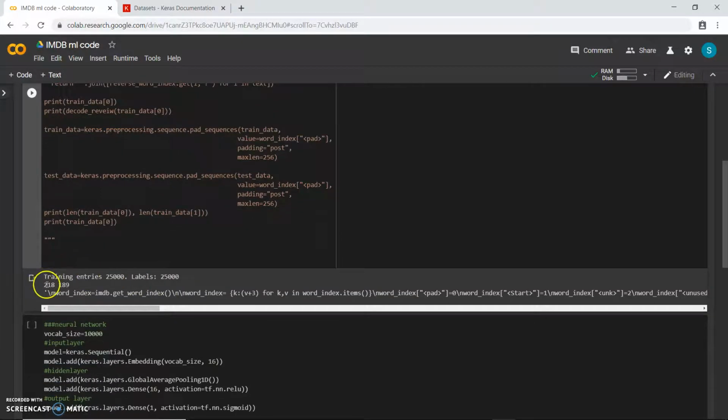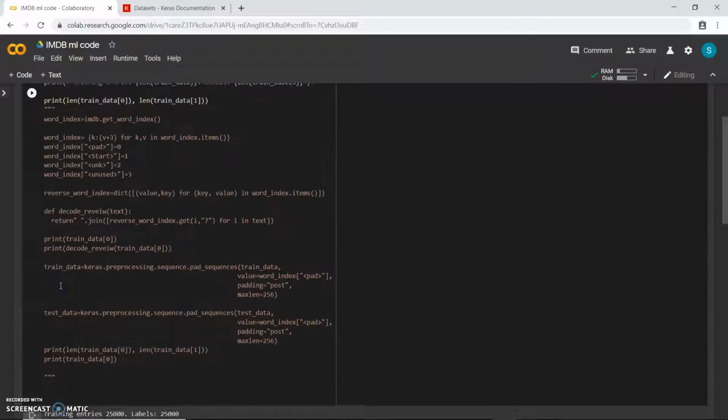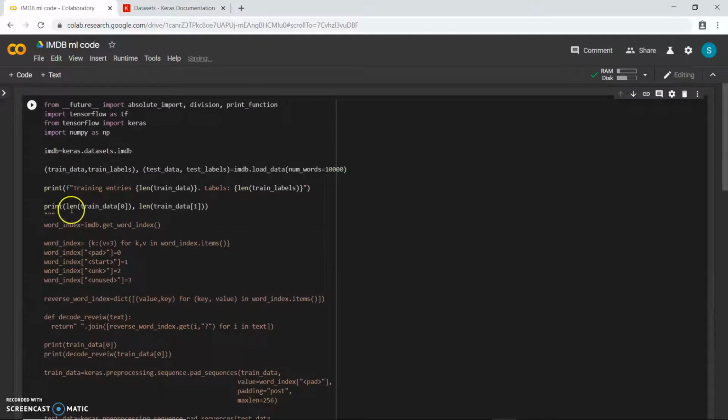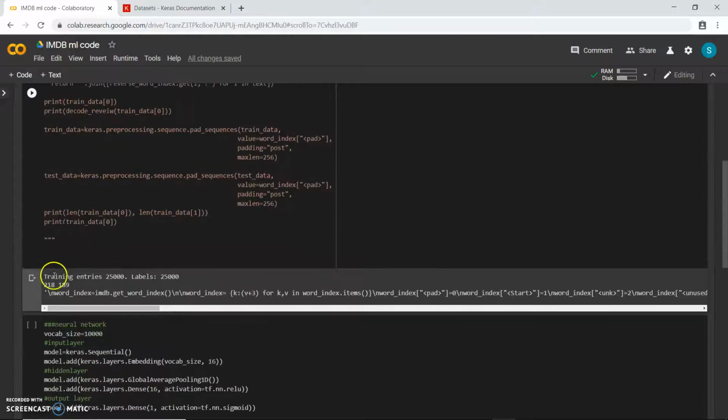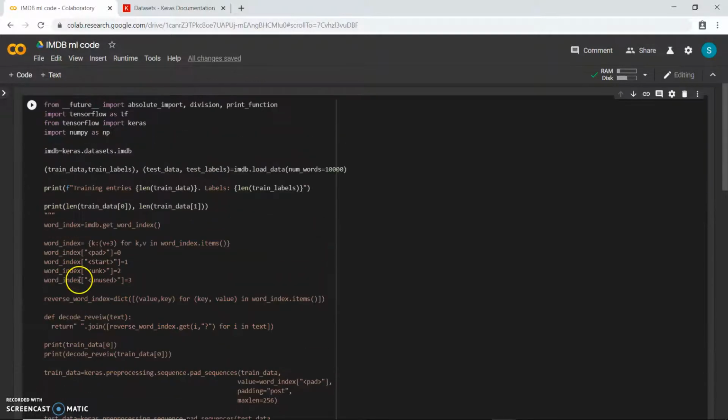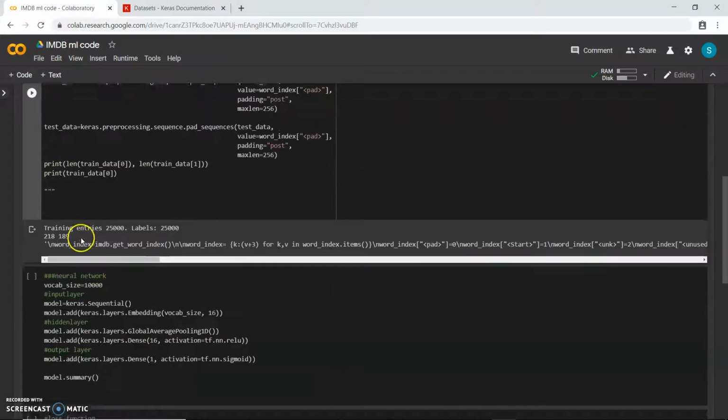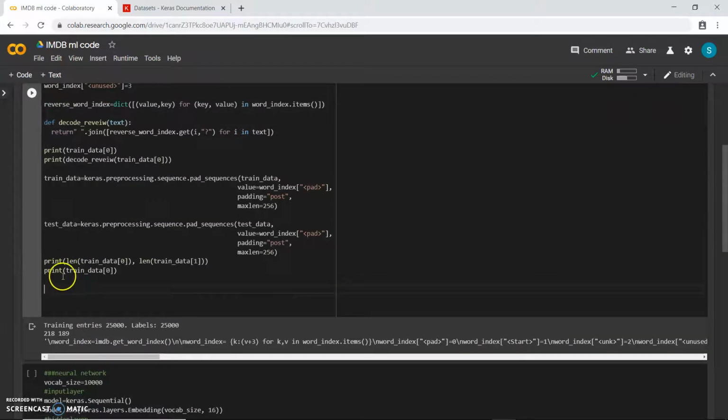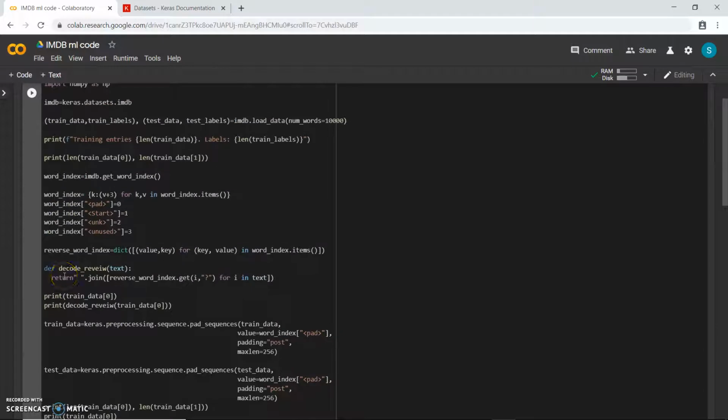Over here it shows us the length of the review. Let's check this. Yes, the length of the first review and the length of the second review. So the first review has 218 characters, and the next one has 189 characters. One problem this shows is that our reviews are of different lengths, and that's a problem for the neural network since it can't take different input lengths.